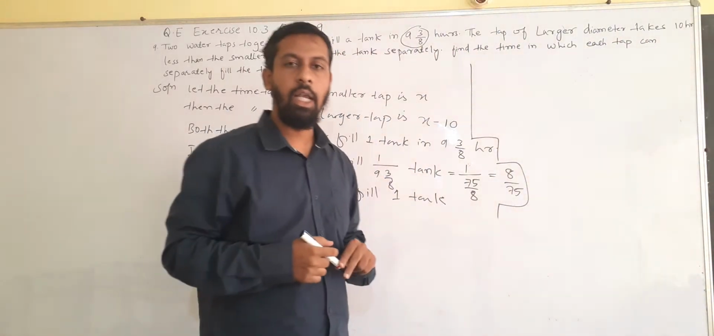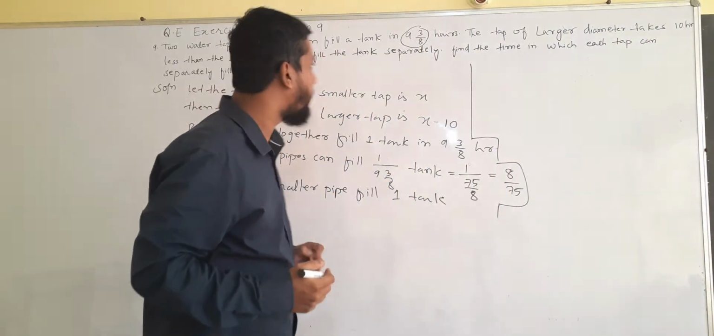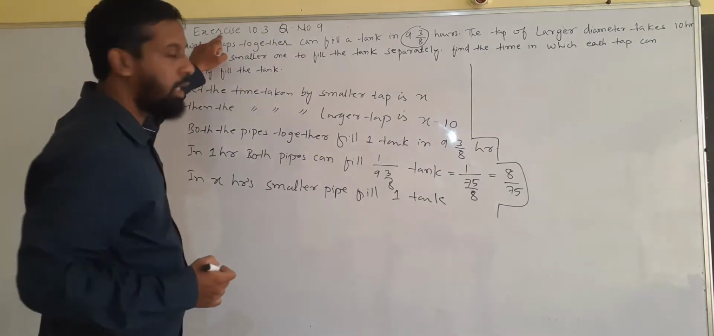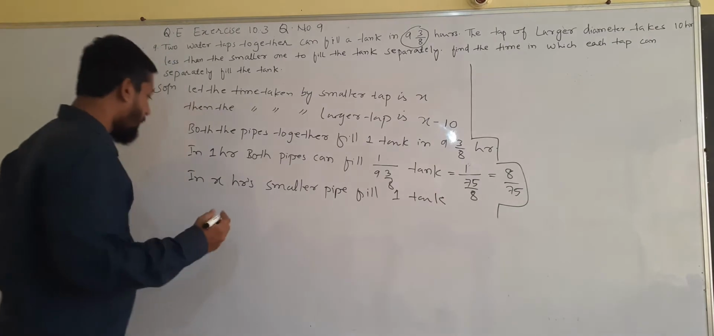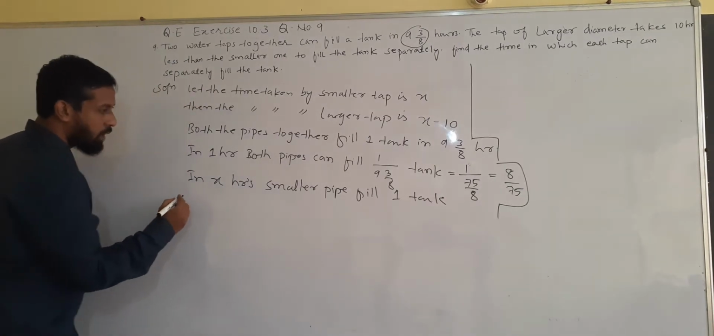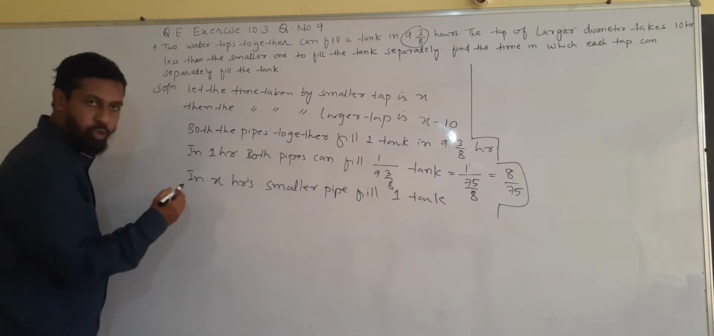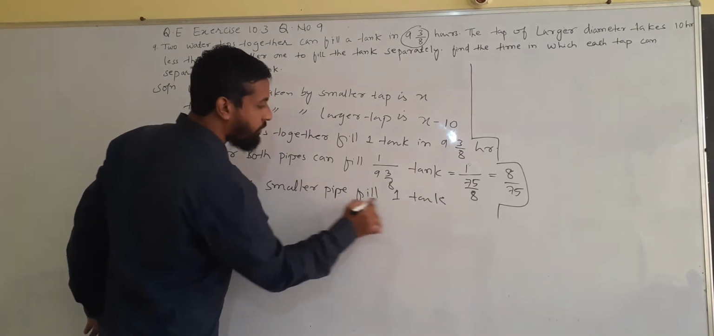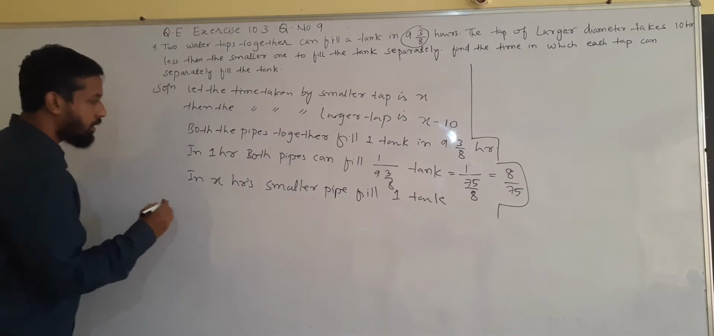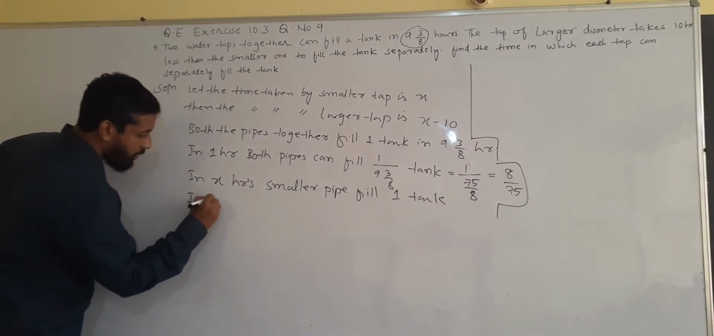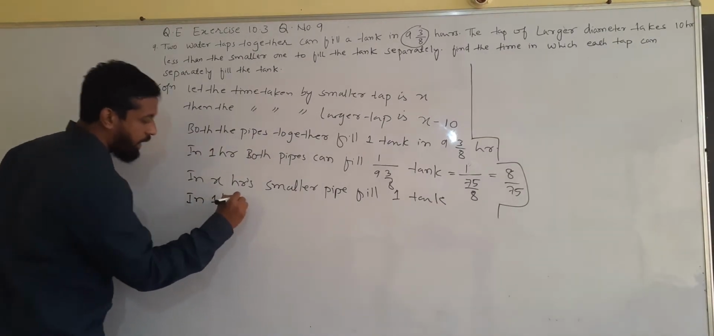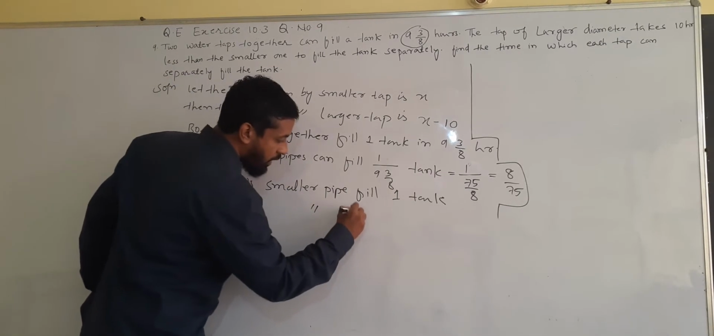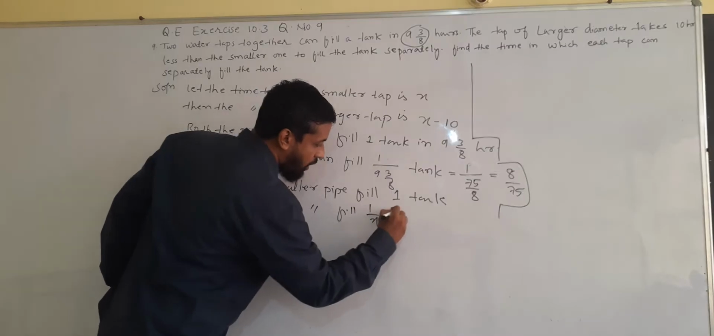Good morning all again. Let's continue the last problem. This is question number 9 of exercise 10.3. In the last video I showed you that in x hours the smaller pipe fills one tank. So in 1 hour, the smaller pipe fills 1 by x of the tank.